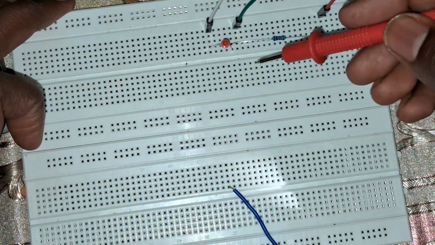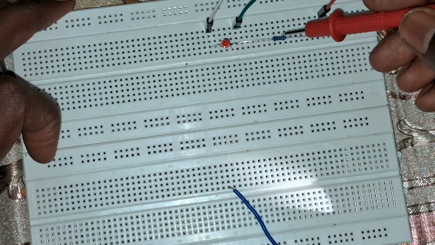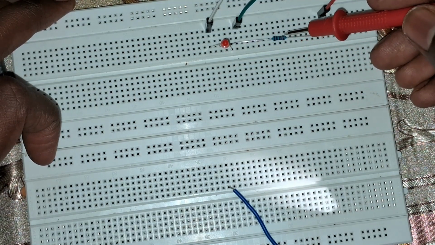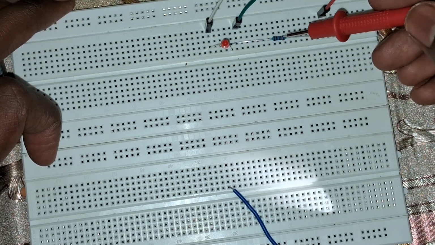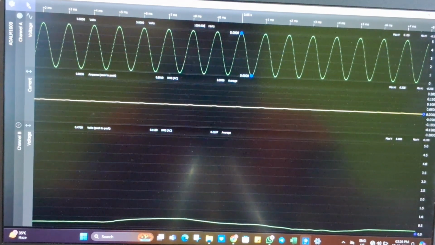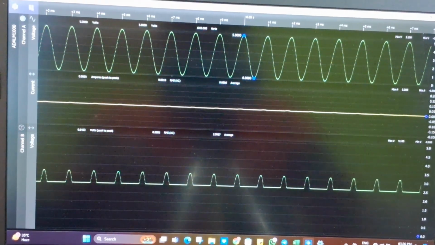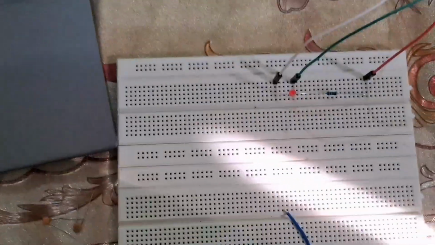Now here I replaced the diode with an LED and the 1K resistor with a 220 ohm resistor. Okay. So here I set the frequency to 1000 hertz. You can see this is the output, and in the LED you can see.